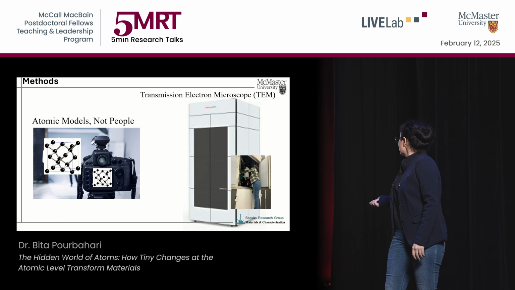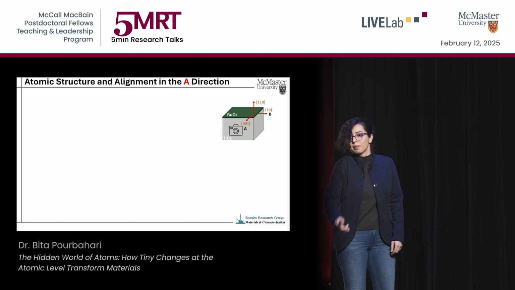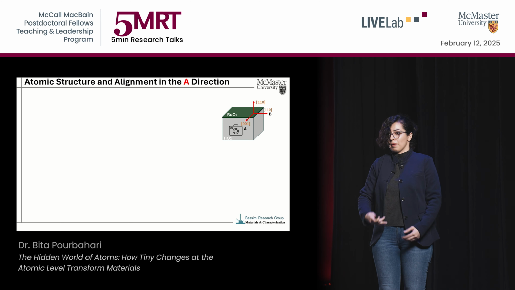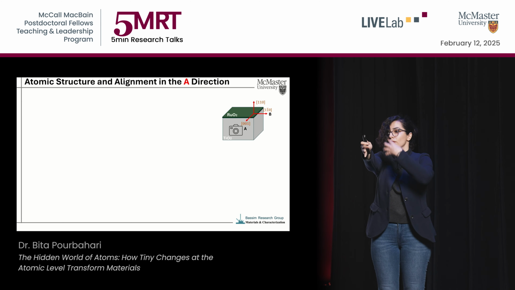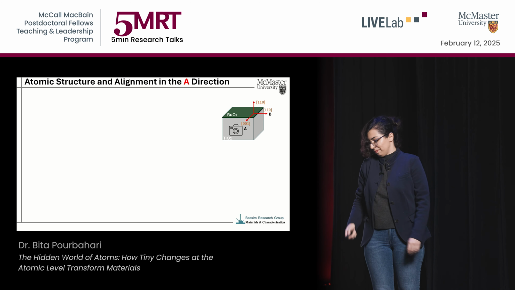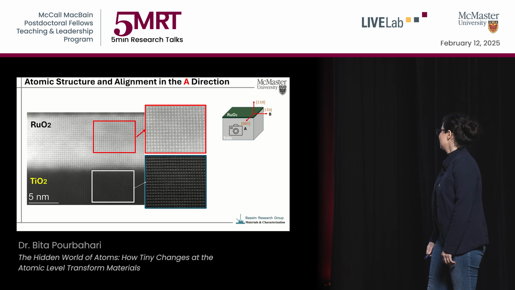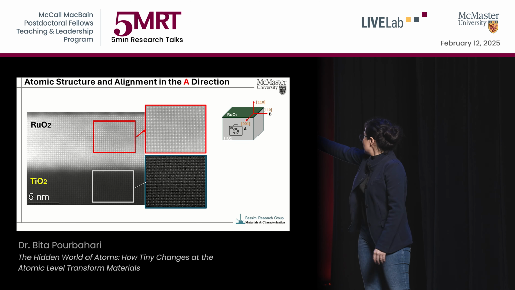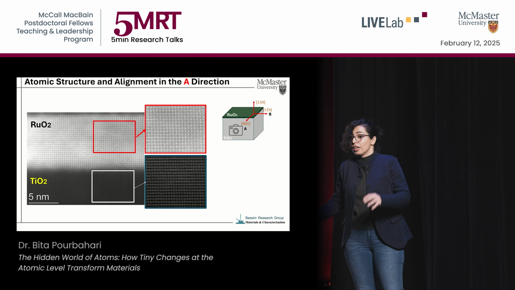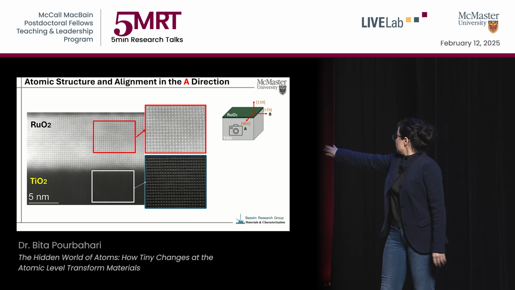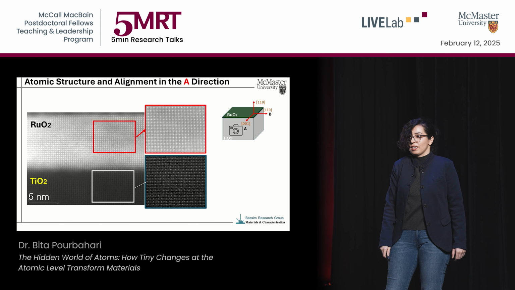The first picture that I took is from the A direction. So this is the sample. This is the A direction, and I took the picture from this direction. So let's see, what do the atoms look like? There are layers of atoms. The first layer, the white, is ruthenium oxide atoms, and the black layer is titanium oxide atoms.